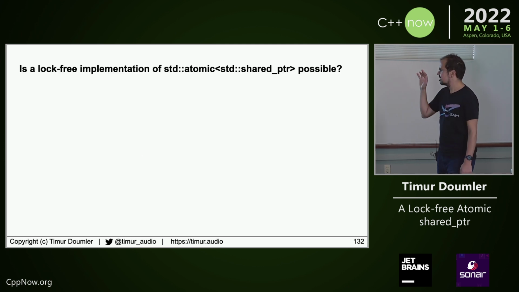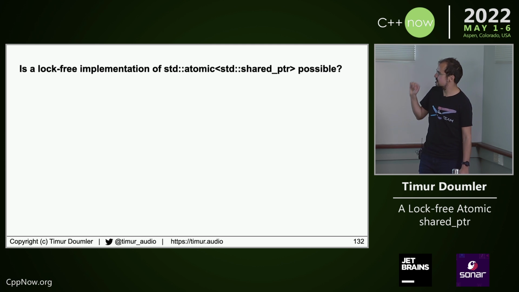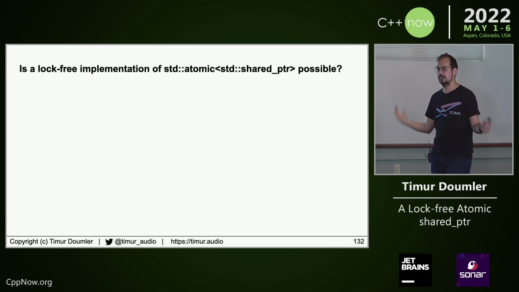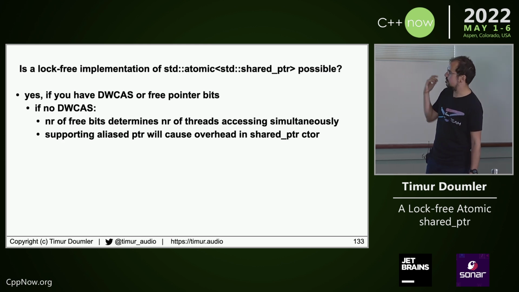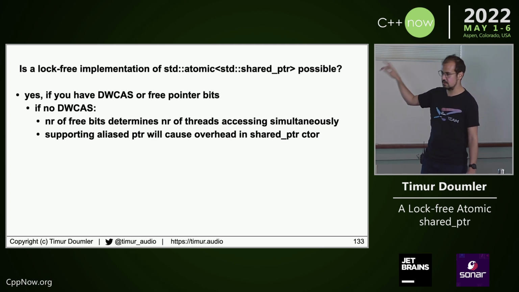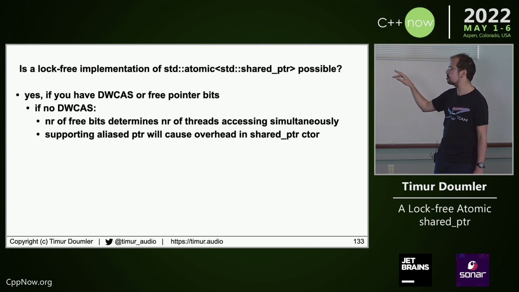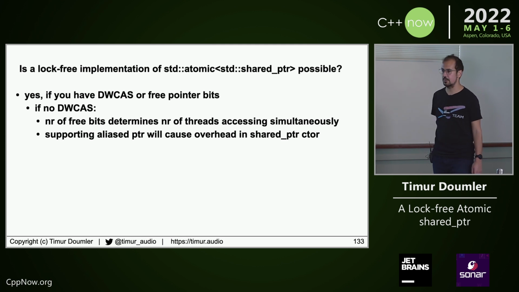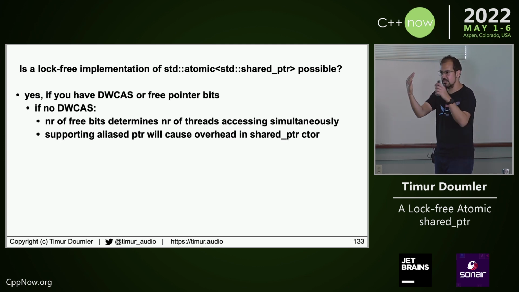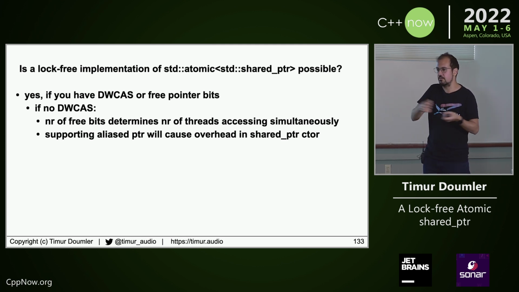Takeaways. Is a lock-free implementation of std::atomic shared pointer possible? Hopefully I have convinced you all that it's complicated, but it is possible, if you have either double-word compare and swap or free pointer bits that you can use, right? So you need to have one of those two things to implement it. And if you don't have double-word compare and swap and you're using the free pointer bits, then how many bits you have basically determines how many threads you can have simultaneously accessing this lock-free. Because if you run out of ref count, then you just have to block and wait, right?